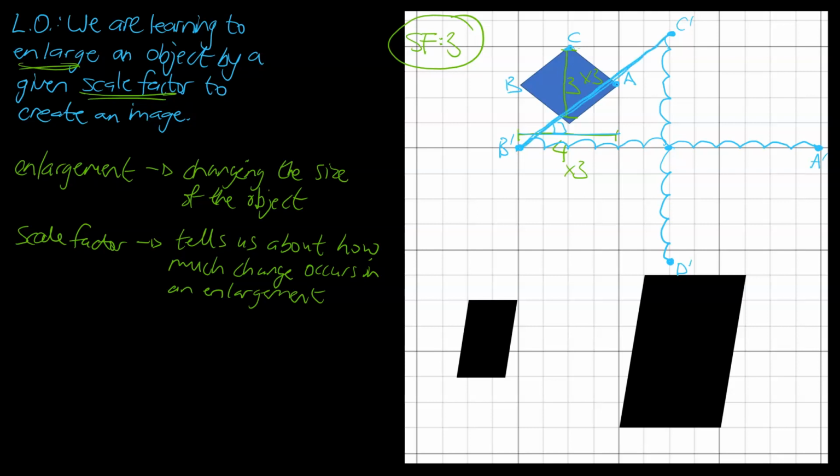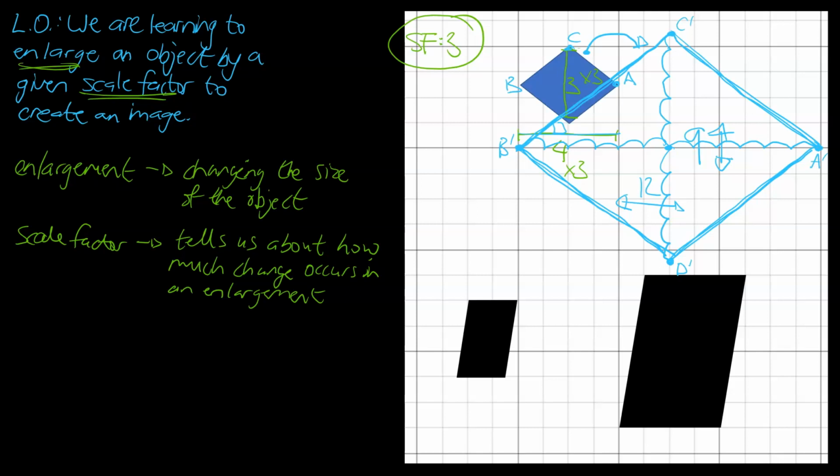So there's that side. There's its parallel side, and we go across the top here, and then we go down the bottom there as well. And what we can see is we've gone from our object to our image, and it's 3 times as big. It looks a lot bigger, but it's 3 times as big. We've got 9 up and down, and then we've got 12 left or right. So hopefully that makes sense.